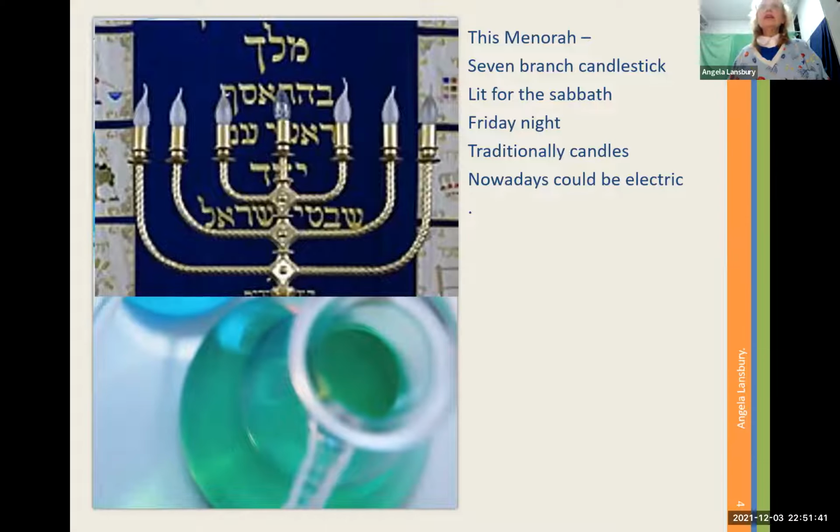Now, here is a menorah, which you can see has 7 branches instead of 9. And for those people who think candles are dangerous, and I'm one of them, you can have an electric menorah or Hanukkiah.